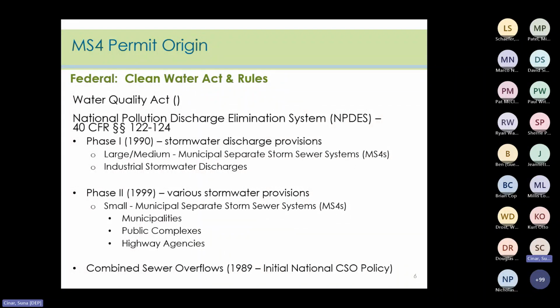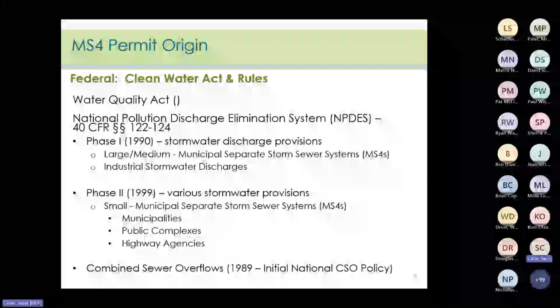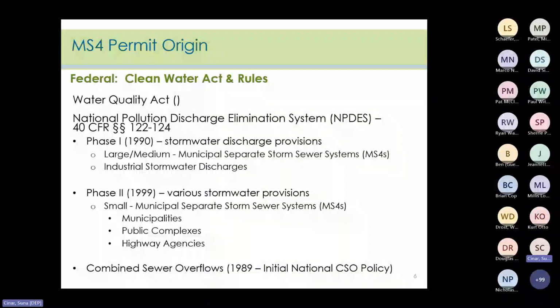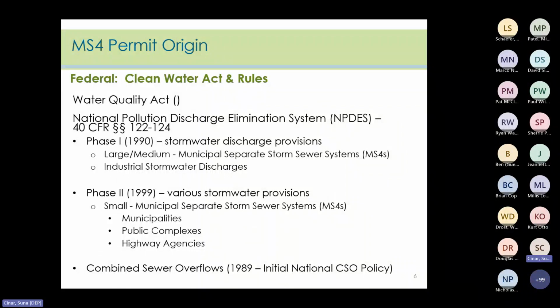In November of 1990, the EPA published initial permit application requirements for certain categories of stormwater discharges, which was called Phase 1. Nearly a decade later, Phase 2 provisions were published and directly affected stormwater management for municipalities and public complexes, which include places such as large public colleges, prisons, hospitals, and military bases.